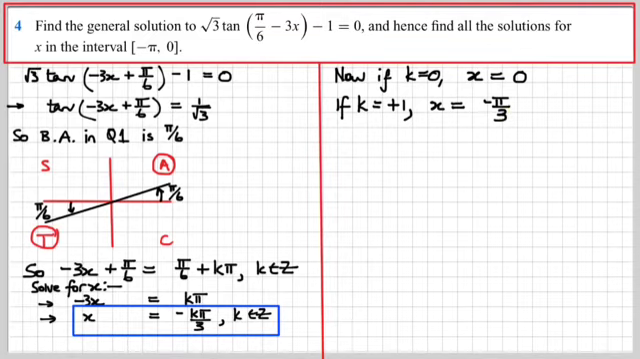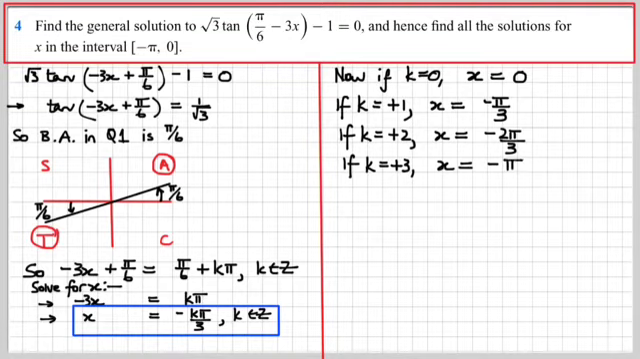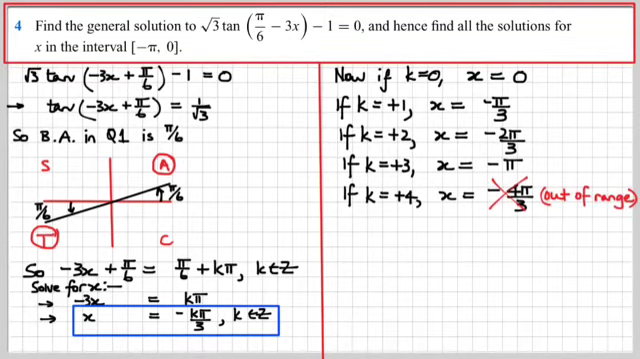Right, we better go with k as +2 now. Excellent, very good. Now what about k is +3? Mighty fine. Now if we went any further than that, we'd be out of range, because that's right on the limit, minus pi. So just to prove the point, that's out of range. Yes, that is out of range.